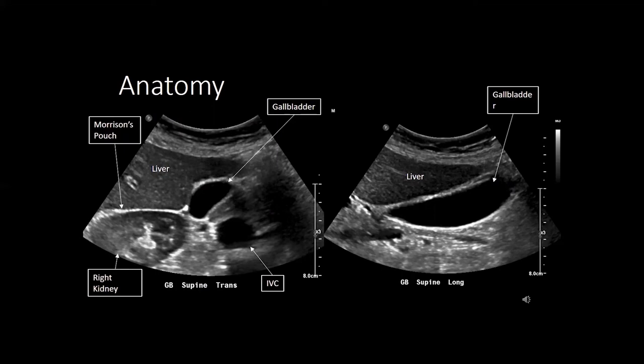There is no pericholecystic fluid or fluid in Morison's pouch between the liver and right kidney. The visualized portions of the liver and kidney are also unremarkable. On the left, you can see the inferior vena cava overlying the vertebral body. This is the image that shows the gallbladder in the trans orientation. The image on the right shows the gallbladder in the long orientation.